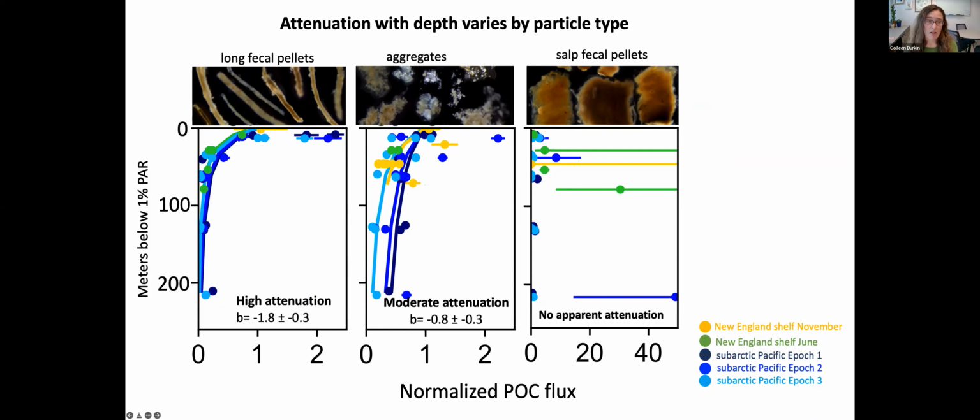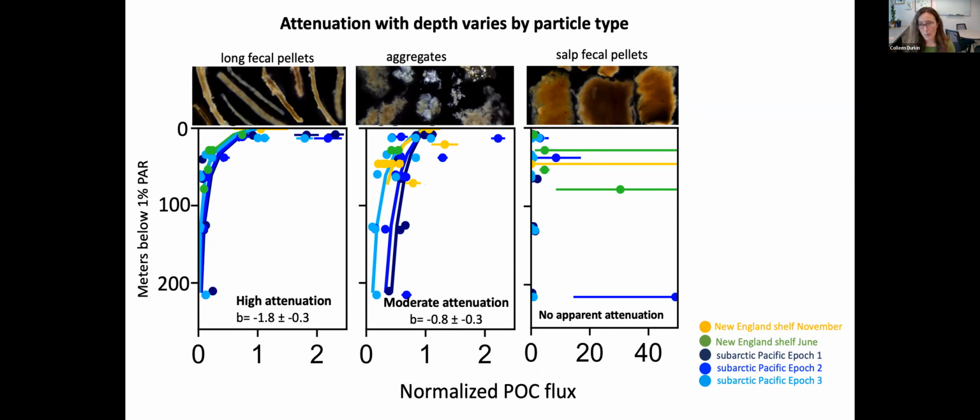What you'll notice is those long crustacean fecal pellets attenuate extremely rapidly with depth. I calculated an average b value, which is that Martin curve attenuation with depth. The slope of that attenuation is 1.8, which is really high. Aggregates have this more average 0.8 attenuation with depth. And then the salp fecal pellets, there's no evidence of any attenuation with depth. And so what I'm showing you here are these 3 largest types of particles that we see in the traps.